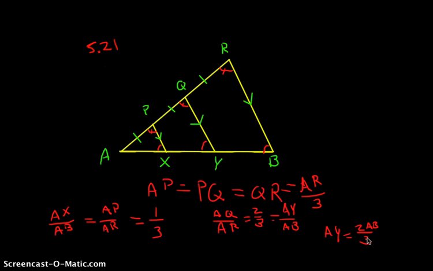Now if you subtract AX out of that, so minus 1/3 of AB, you get XY is equal to AX. So this is equal to this, and this is right there. If you figure it out, if this is 2/3, the only thing left is 1/3, which is equal to AX. So that's how you can prove that you split it into 3 equal parts by using similar triangles.